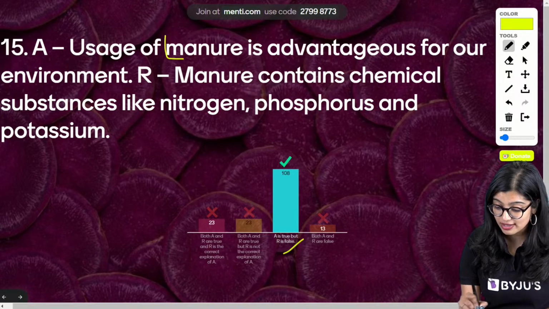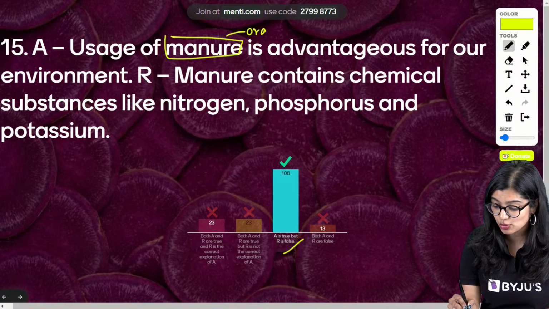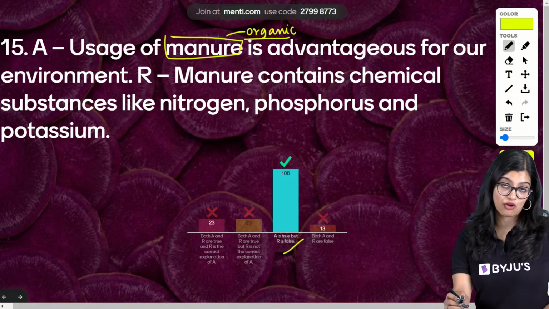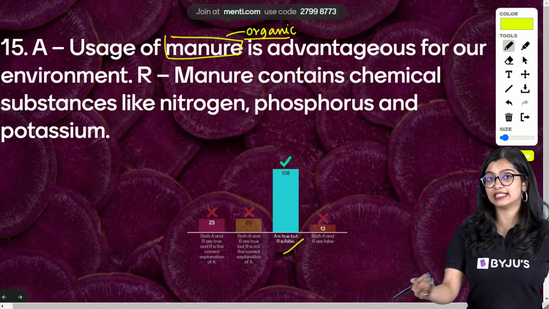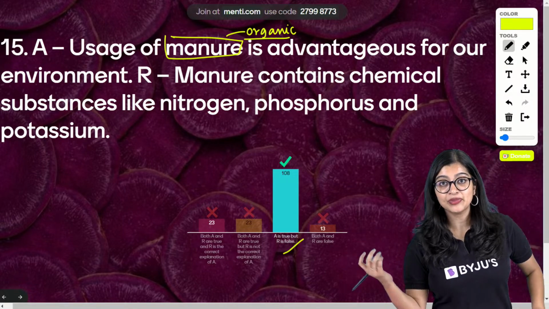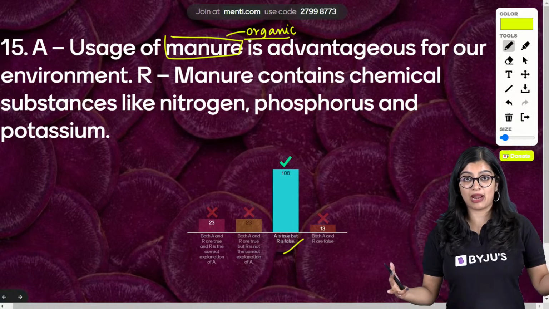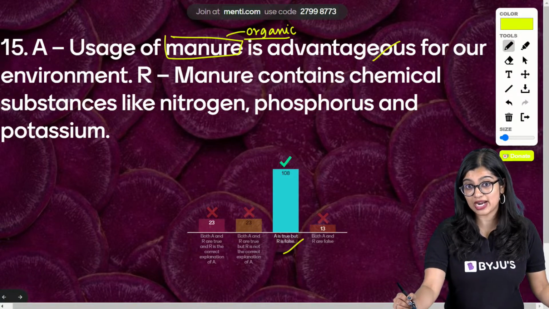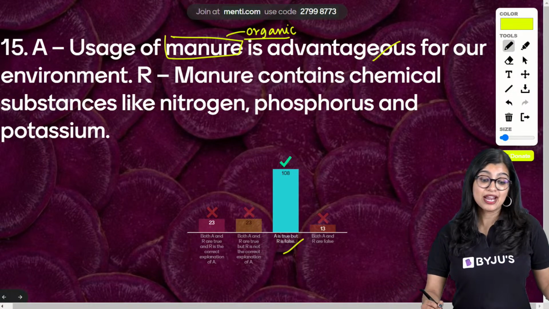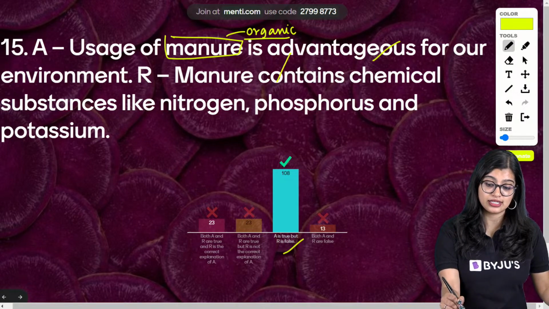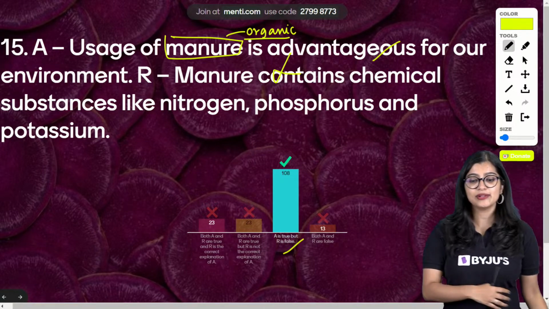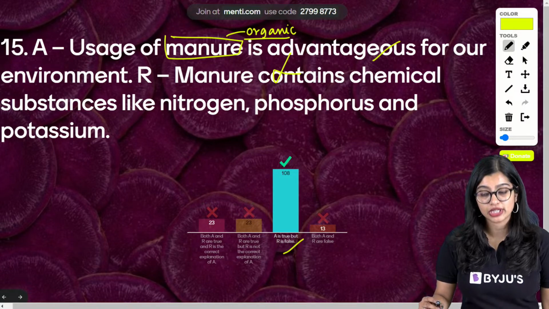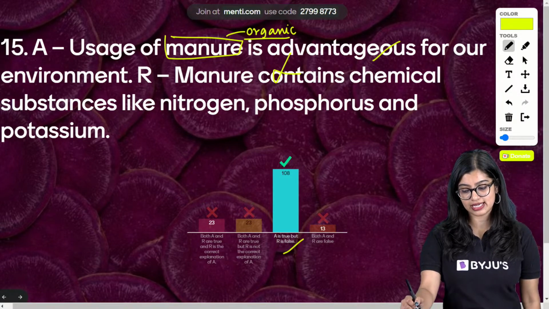We know that manure is organic. It's made up of organic matter and it's formed by the decomposition of animal excreta. We normally get it from natural sources, so it is advantageous for the environment because it is eco-friendly. But manure contains chemical substances? Nope. It is fertilizers, right? So the correct answer here is option A, which says A is true, but R is false.